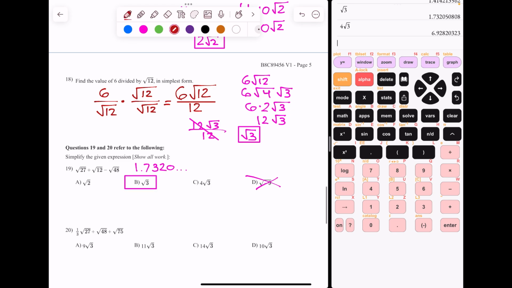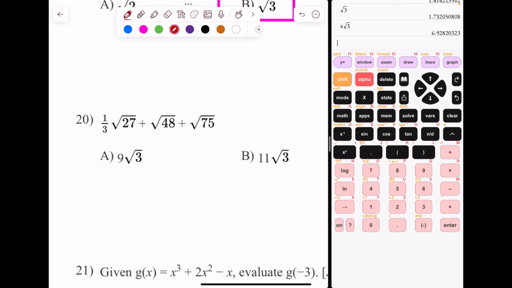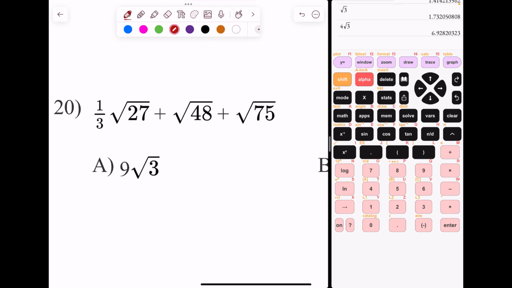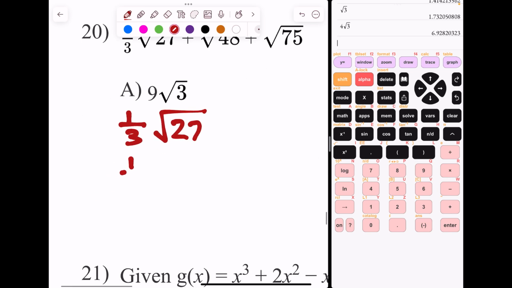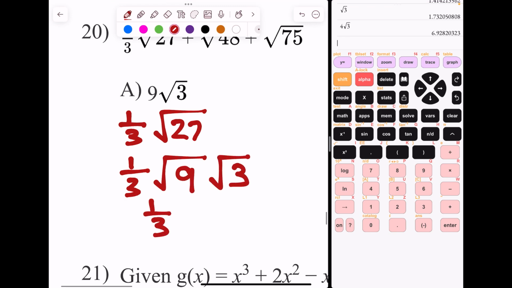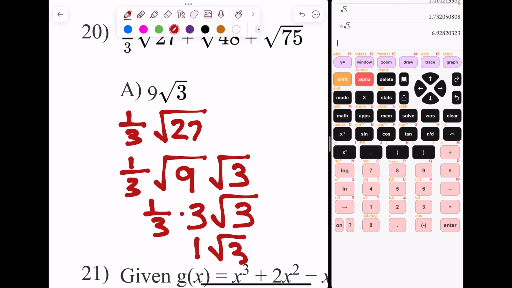This one I'll actually show you how to do it by hand, just so we do some by hand. Okay, let's simplify 1 over 3 square root of 27. Okay, the square root of 27 is 9 and 3, and the square root of 9 is 3. Leave square root of 3 alone. 1/3 times 3 is 1, square root of 3.